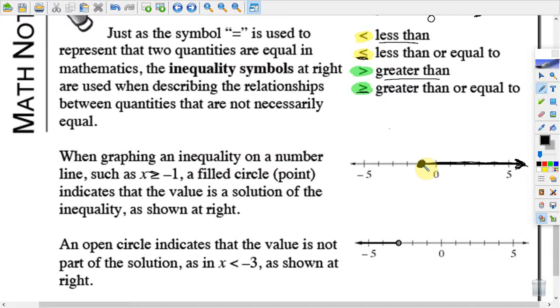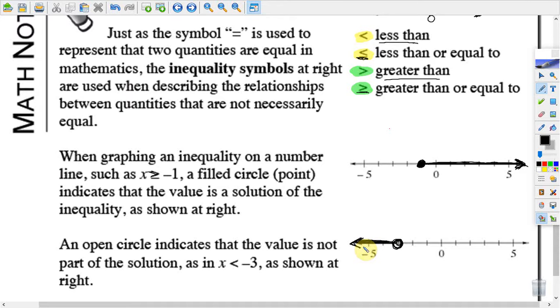An open circle indicates the value is not part of the solution, such as in x is less than -3, as shown here. So we have an open circle because -3 is not included, and then we shade to the left. All right.